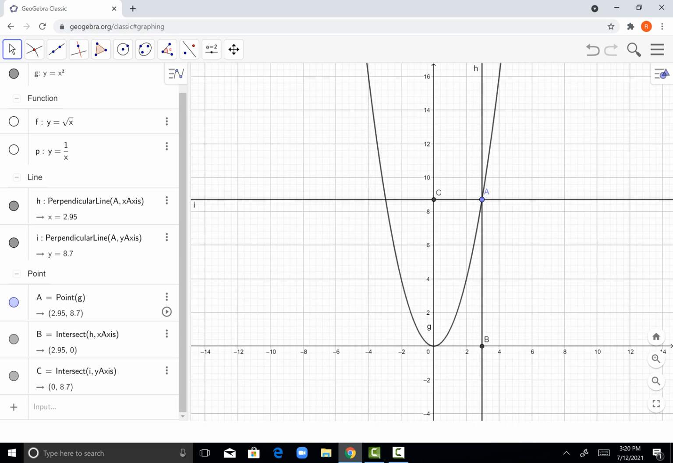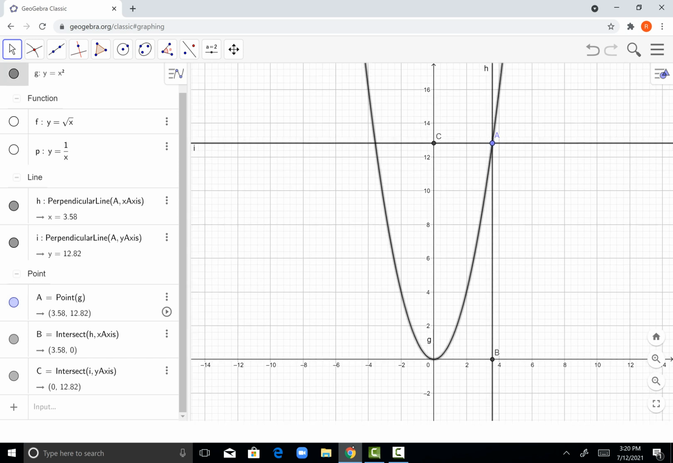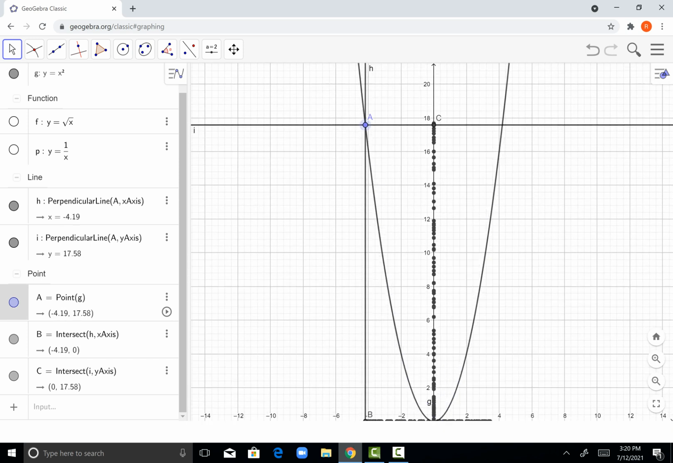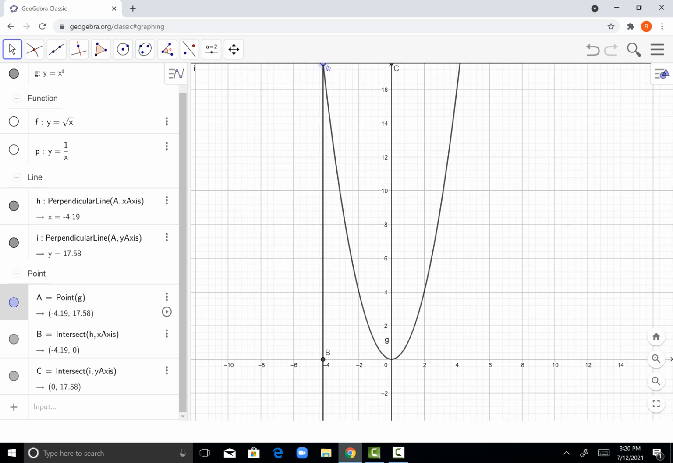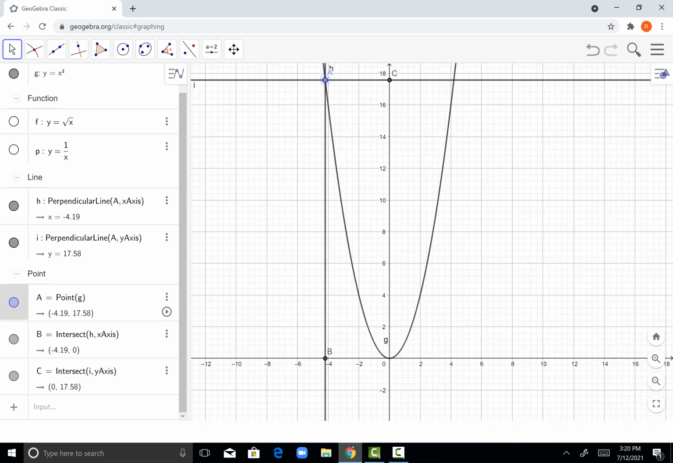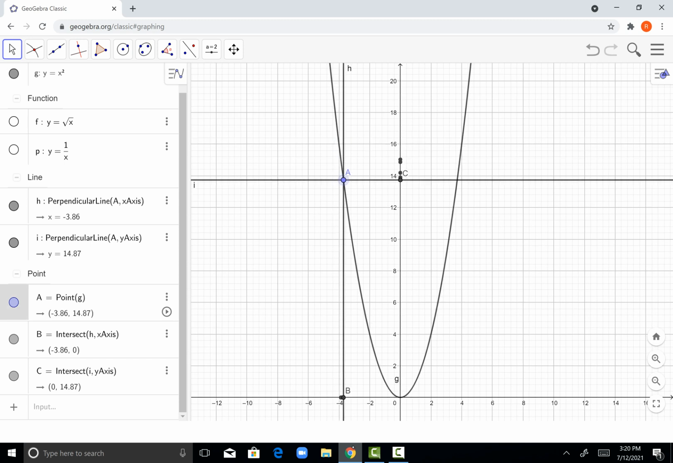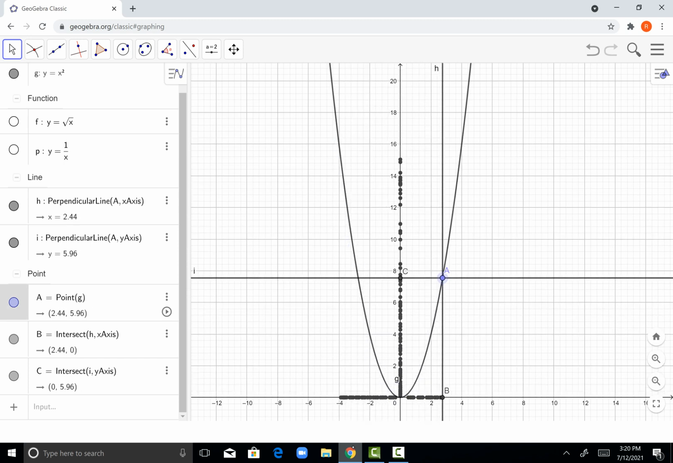Oops, let me zoom out a little bit more. Try this again so you can kind of see. My Surface Pro does not work extremely well with GeoGebra.